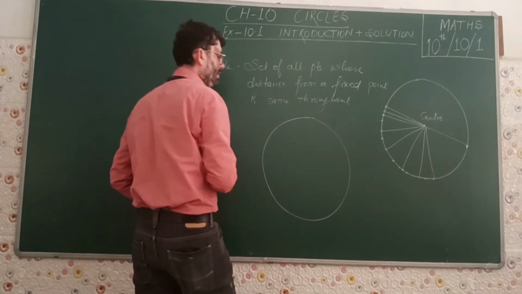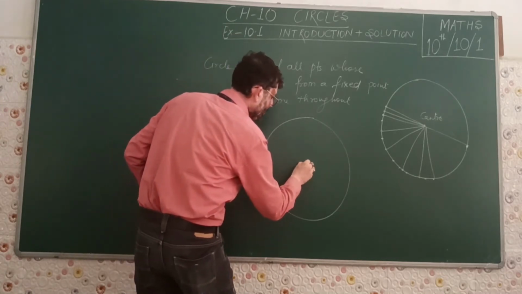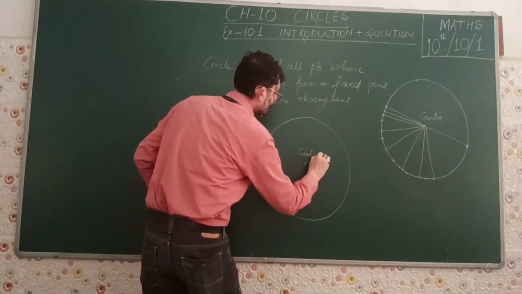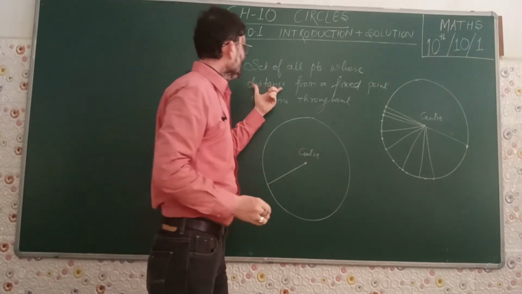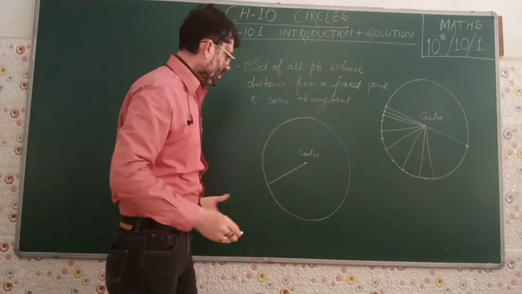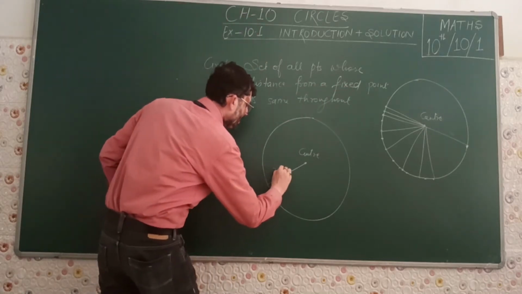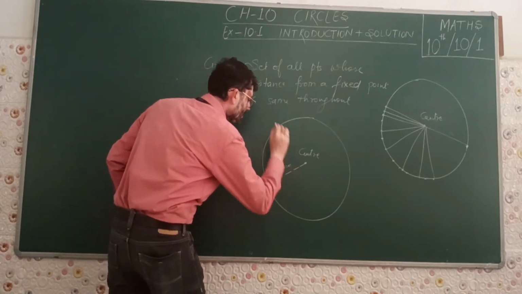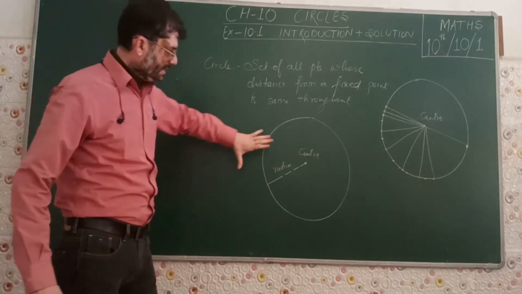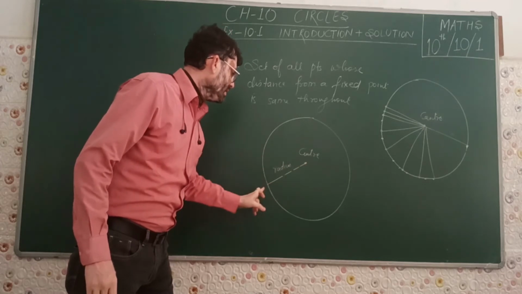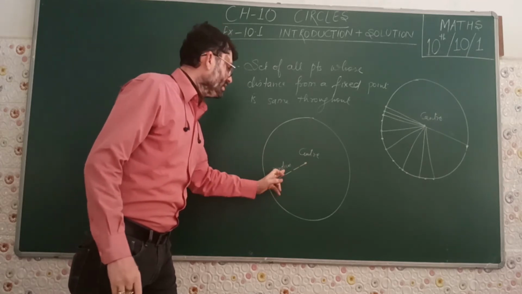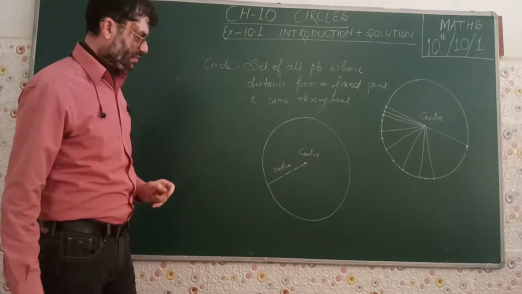Now let us take once again. Now we have a circle whose fixed point is what we call the center, and the distance, that fixed distance, is called the radius of the circle. This is the radius of the circle. The distance from the center of the circle to one of the fixed points is termed as a radius.